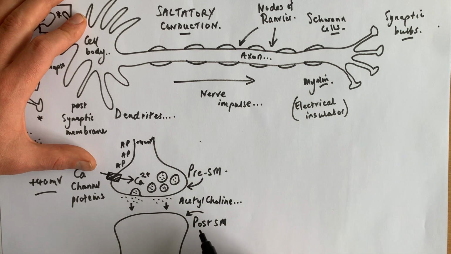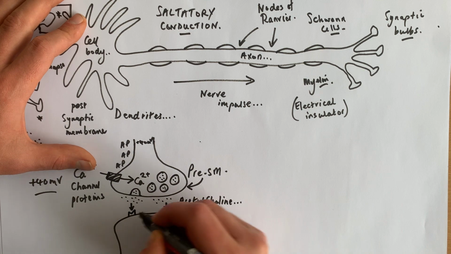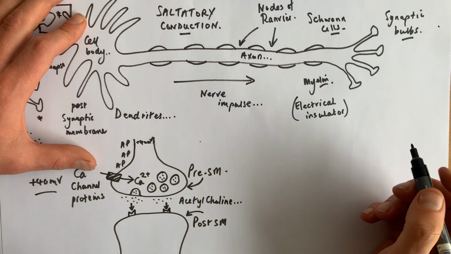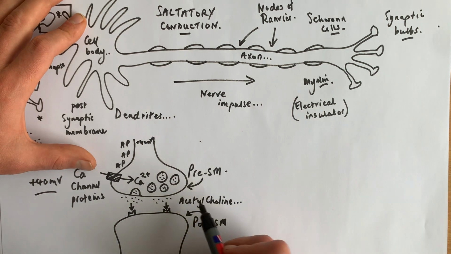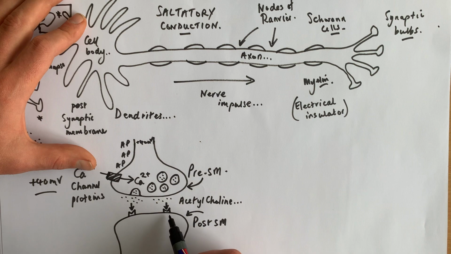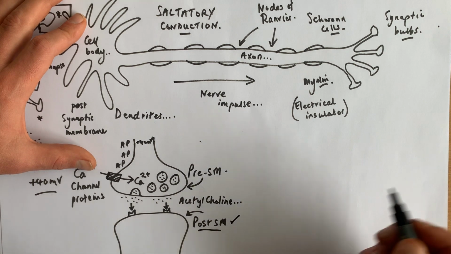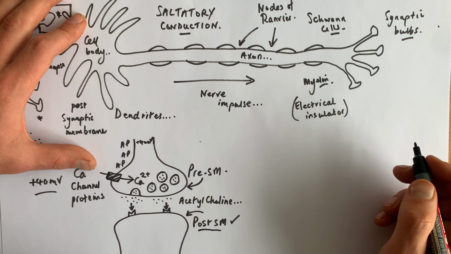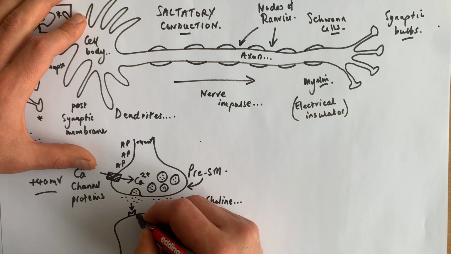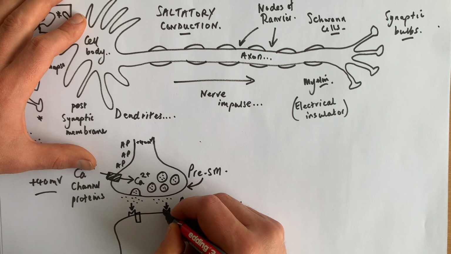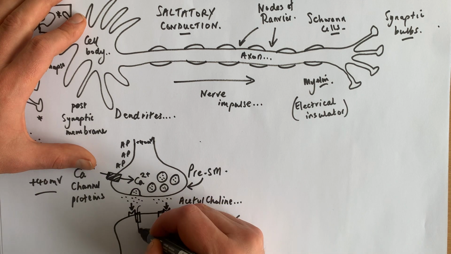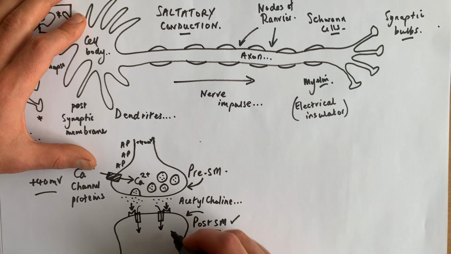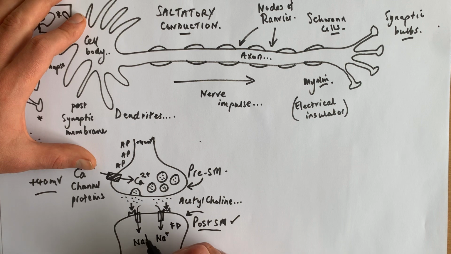Now, on the postsynaptic membrane, there are receptor proteins that have a complementary binding site. The shape is complementary to the shape of acetylcholine. So these receptor proteins on the postsynaptic membrane are going to bind the neurotransmitter, like acetylcholine. And what that does, it opens sodium channels in the postsynaptic membrane. So this is going to allow sodium to move by facilitated diffusion into the cytoplasm of the dendrite.